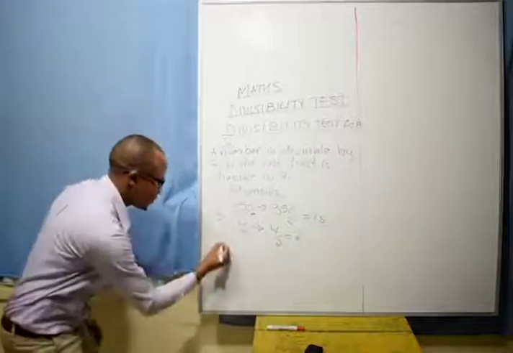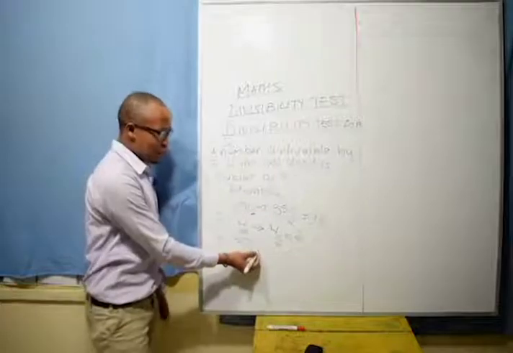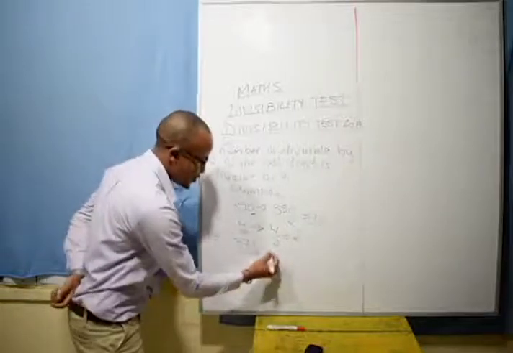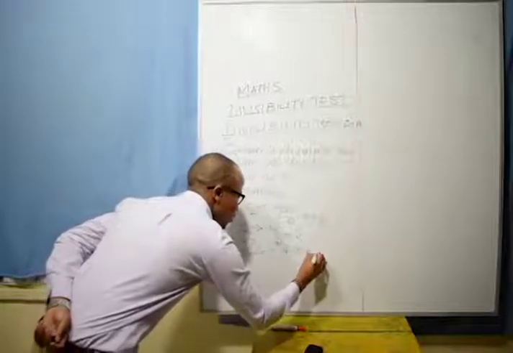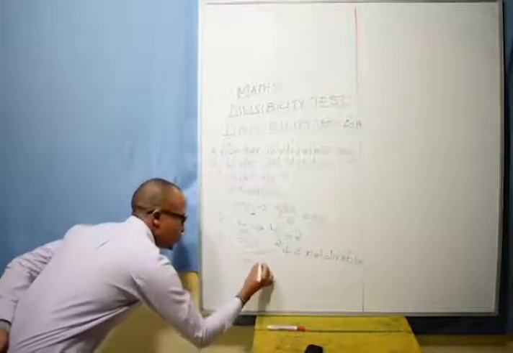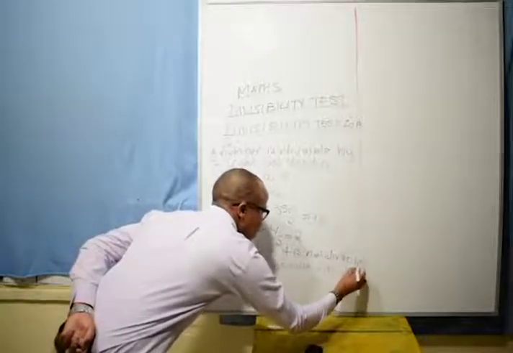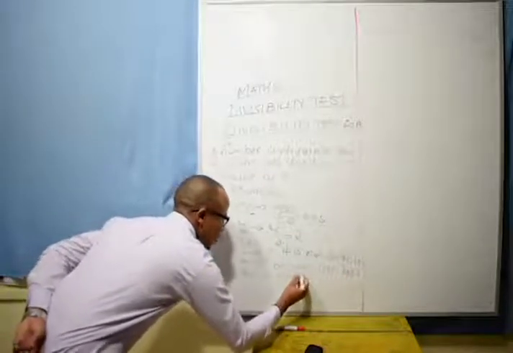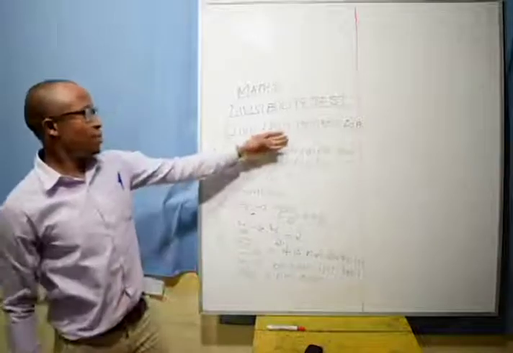So, number 3, you can be given a number like 371. You observe the last digit, it's not an even number. So we say this number is not divisible by 2. It is not divisible by 2 because the last digit is not even. So that's when you are being told to get the divisibility test for 2.